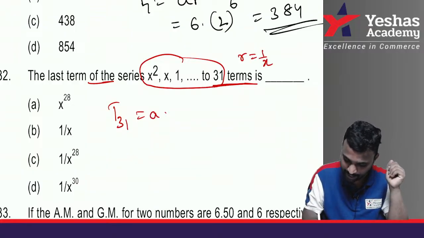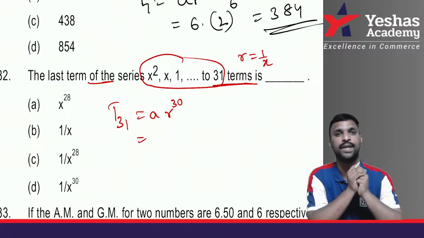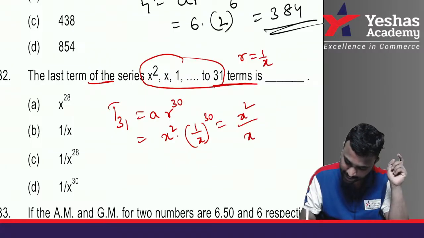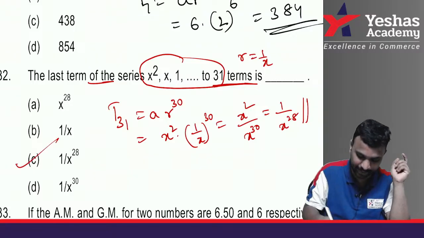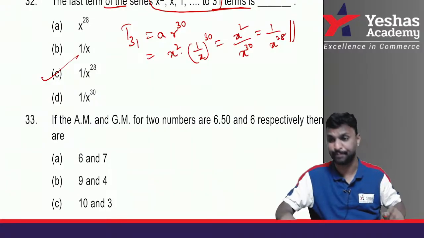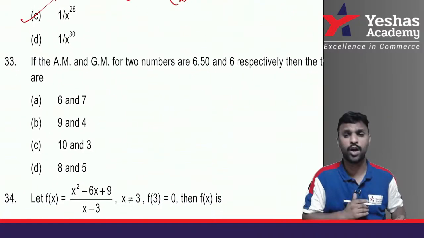A R power 30 is the 31st term. Yes or no? A is x square, R is 1 by x whole power 30. Guys, x square divided by x power 30 is nothing but 1 by x power 28. That means option C is the right answer. This is also one of the exercise questions of the ICAI module, right? Moving on to the next question.